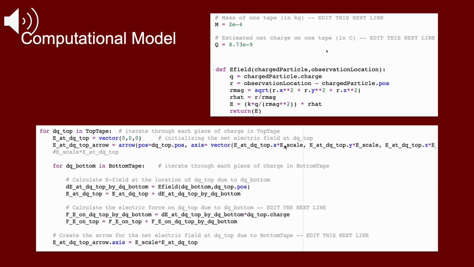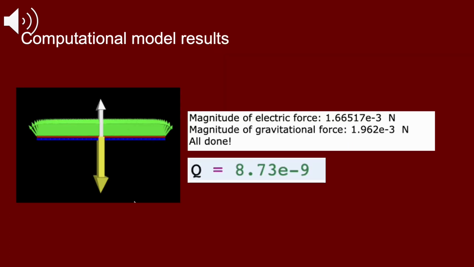In the for loop, we divide the tape into different segments and deal with each segment as its own point charge. Then we use the concept of superposition to add up the electric fields in order to calculate the final charge of the tape. The results for the computational model.